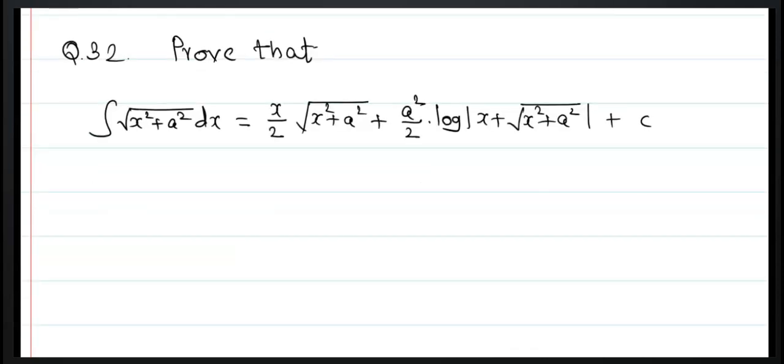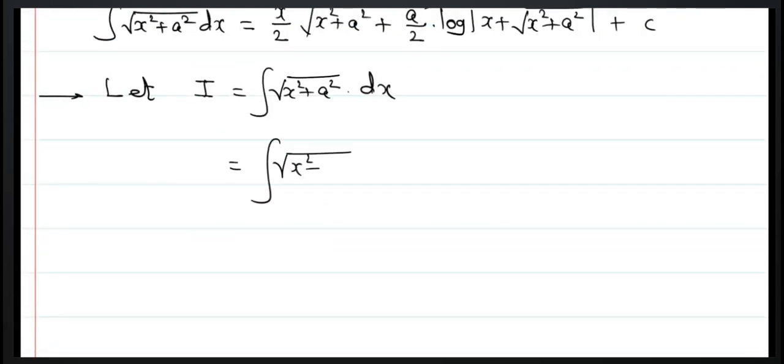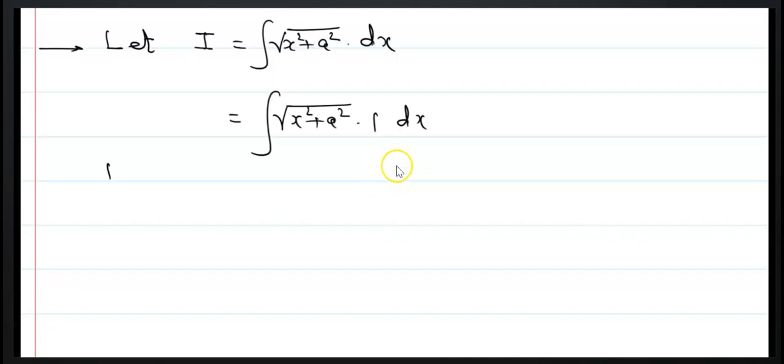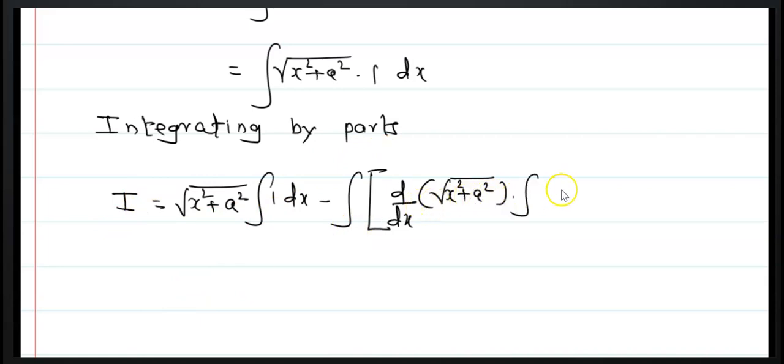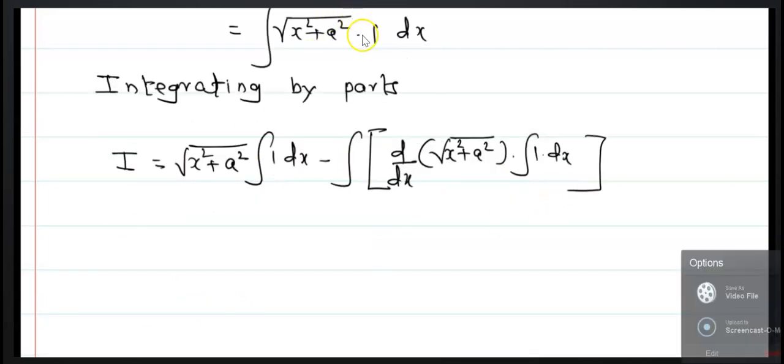This theory bit we will solve by using integration by parts. That is, the integral of root of x square plus a square times 1 dx. Integrating by parts: first function into integral of the second, minus integral of d/dx of the first into integral of the second function. Here root of x square plus a square is the first function, 1 is the second function. I is equal to root of x square plus a square integral 1 dx minus integral of the derivative d/dx of root of x square plus a square dot integral of 1 dx.